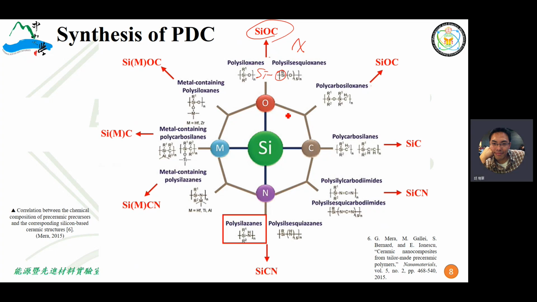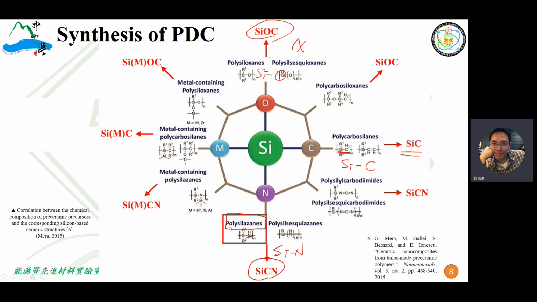And if the silicon atom is connected to a carbon atom, it's based on a silicon carbon bond, and after pyrolysis it gives a silicon carbide ceramic film. And if the functional group is nitrogen, it's a silicon nitrogen bond, and after pyrolysis it gives a silicon carbon nitride ceramic film. Its pre-ceramic precursor is polysilazane. This is what we use in this spatial talk.